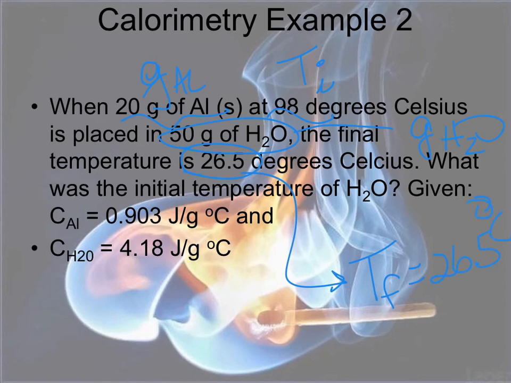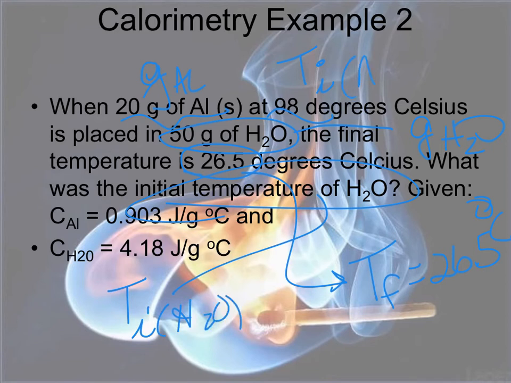Because that's the final temperature for both aluminum and water, right? What was the initial temperature of water? So we're solving for Ti of water. And up here it was Ti of aluminum. Specific heat capacity of aluminum, as we just said, is 0.903, and that of water is 4.18. Go ahead and work through that. What are you solving for? Okay, you're solving for the initial temperature of water, Ti of H2O. And I will go over the answer in the next page.